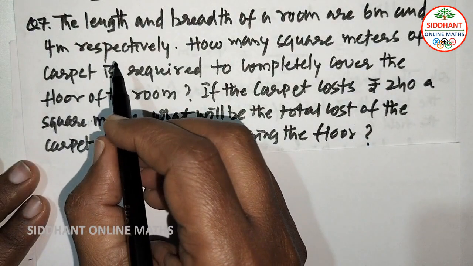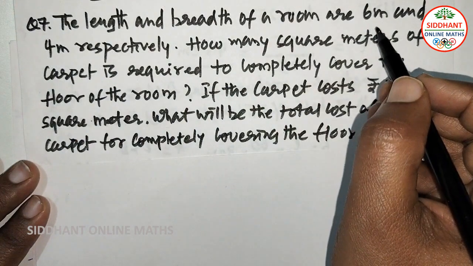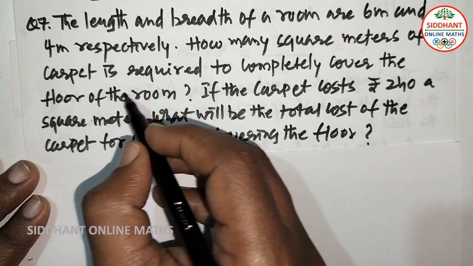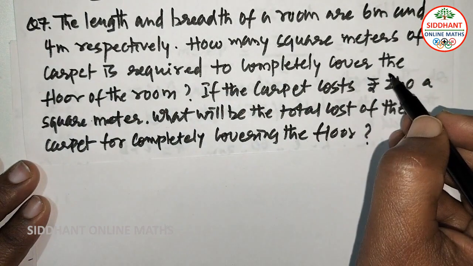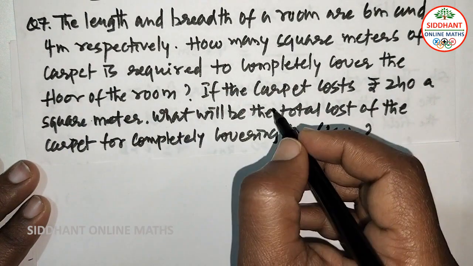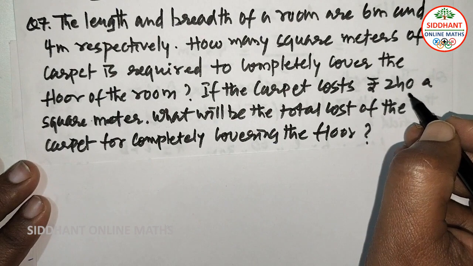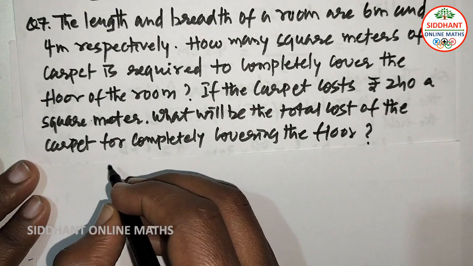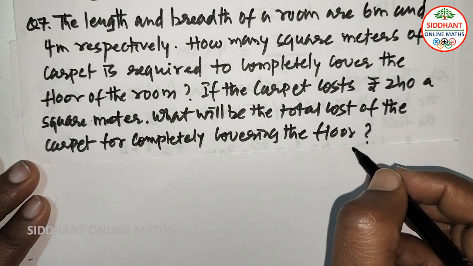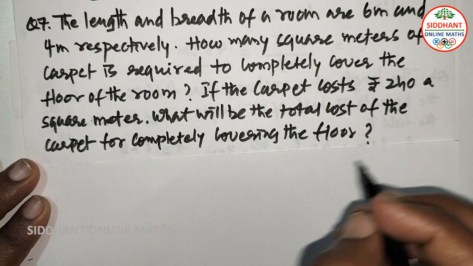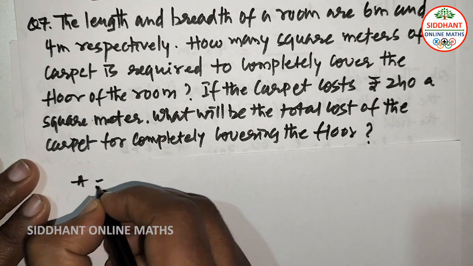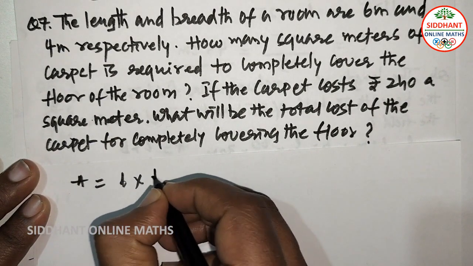Question number 7. The length and breadth of a room are 6 meters and 4 meters respectively. How many square meters of carpet is required to completely cover the floor of the room? If the carpet costs 240 rupees a square meter, what will be the total cost of the carpet for completely covering the floor? So here we know that area of the rectangle is equal to L into B.